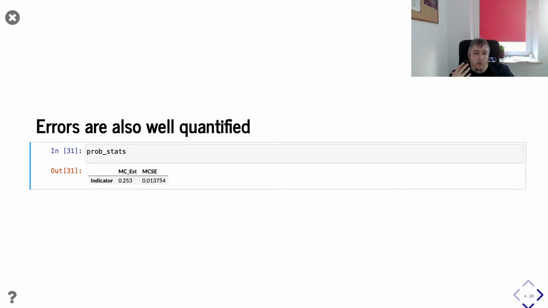And of course, we can compute those errors easily, because we can compute the estimated value from the Monte Carlo estimator, and we compute the Monte Carlo standard error, which is also very well quantified, because in the case of these functions, for which values exist, there is no problem with the existence or the working of the central limit theorem.